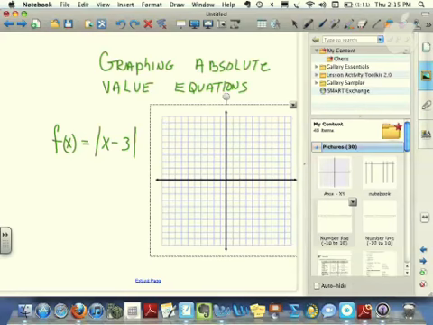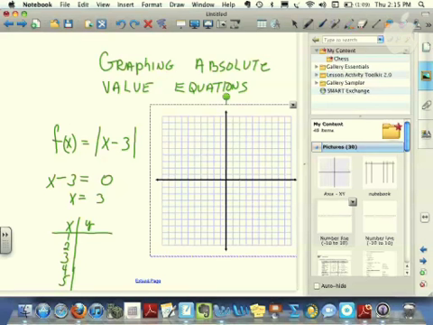Finally, let's graph absolute value equations. To graph an absolute value equation, we need to find where the absolute value would be 0. In this one, where does x minus 3 equal 0? Well, if x is 3, this would equal 0. This tells me how to make my table. I'm going to put in 3 for x, and then I'm going to put in some numbers on either side: 2, 1, 4, and 5. Notice I put 3 in the middle.